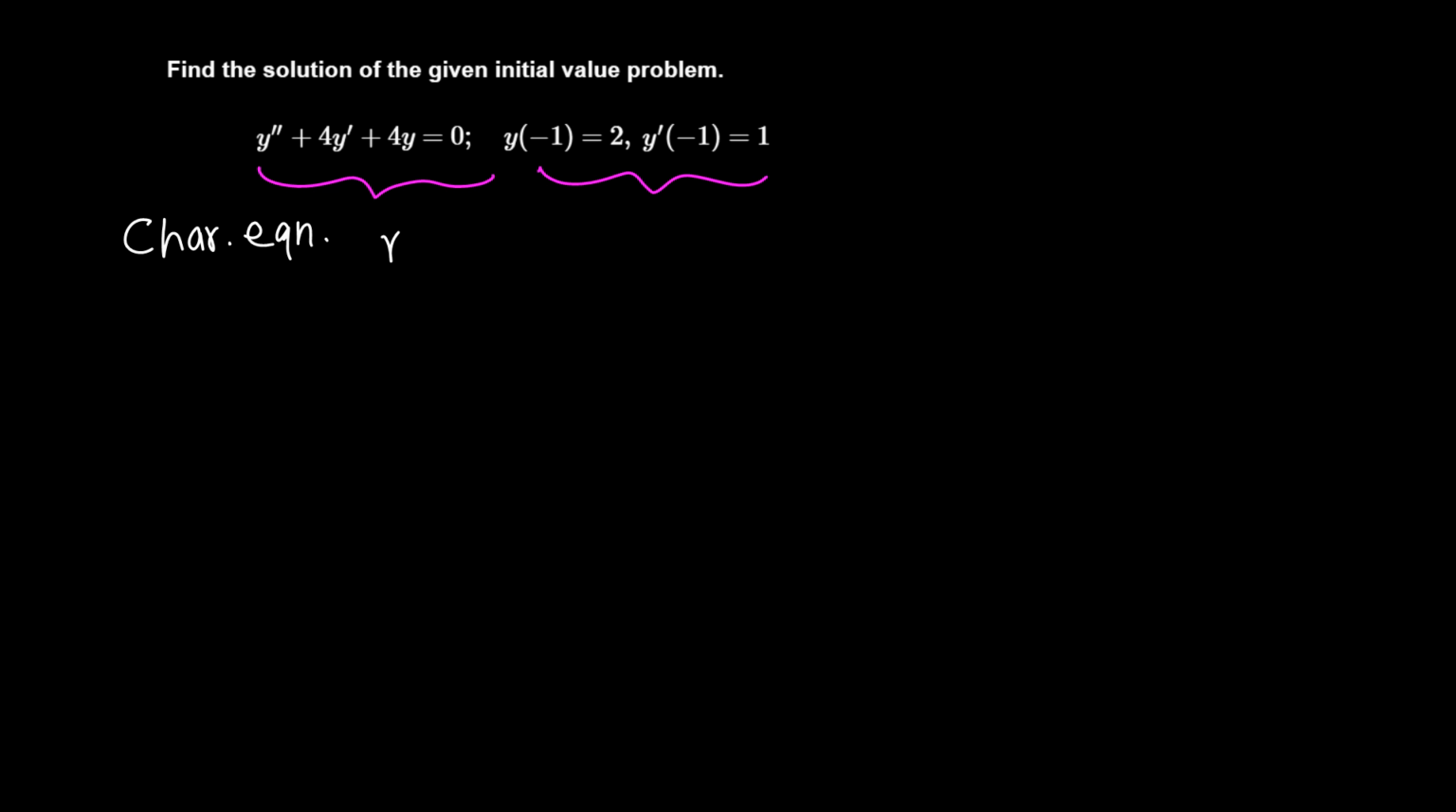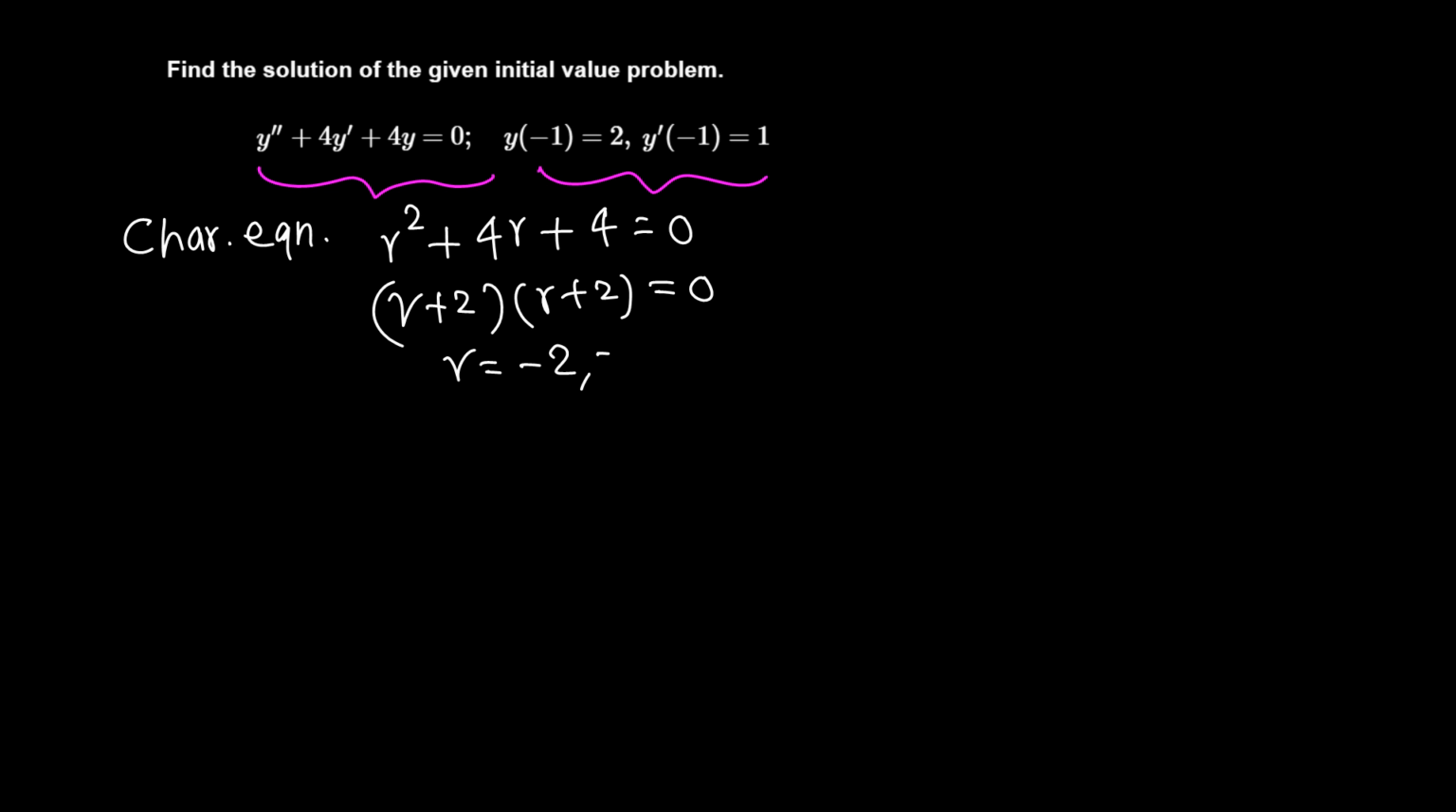which is r squared plus 4r plus 4 equals 0. Let's solve for r. We can factor it as (r plus 2) squared equals 0. That means r is negative 2 with multiplicity of 2. Based on these two roots, we have e raised to negative 2t as one solution, and e to the negative 2t, but that is already here, so t times e to the negative 2t.